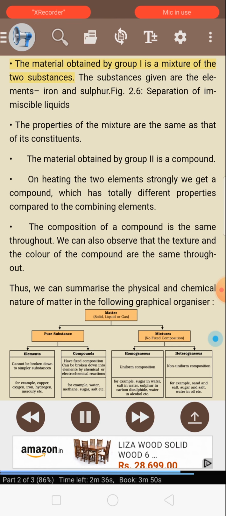The material obtained by group 1 is a mixture of the 2 substances. The substance is given the elements iron and sulfur. Fig. 2.6 Separation of miscible liquids. The properties of the mixture are the same as that of its constituents.